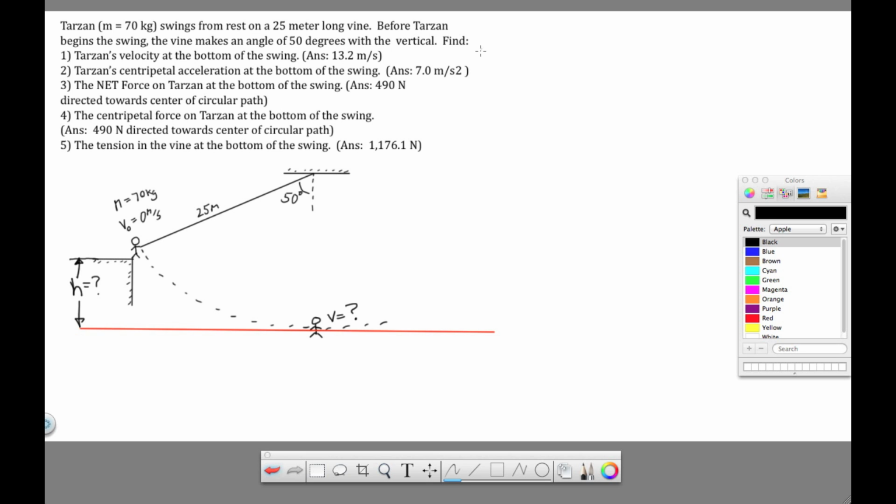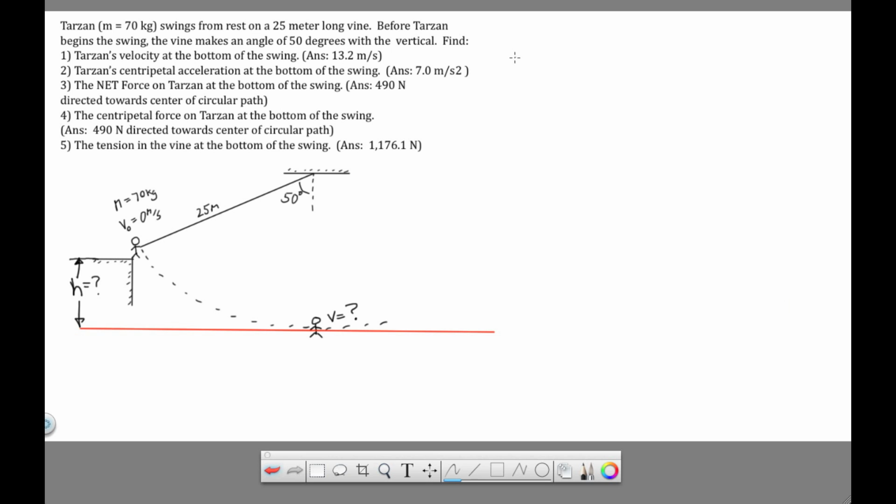Okay, so for number one, writing out our conservation of energy: potential energy initial plus kinetic initial equals potential energy final plus kinetic energy final. And there's no non-conservative forces doing work here. Sometimes kids will ask about the tension in the rope, which is a great question. The tension is a non-conservative force, but in this situation it's not doing any work because at all points the tension is perpendicular to the motion.